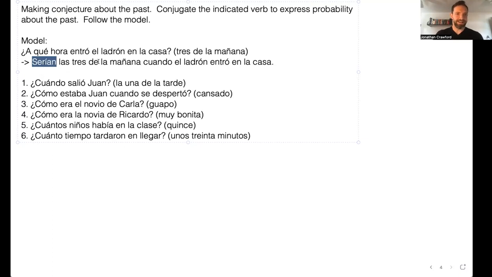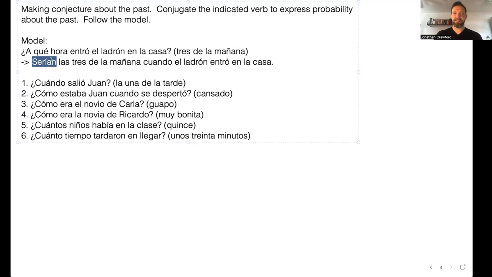Serían las 3 de la mañana cuando el ladrón entró en la casa. It would be 3 in the morning. So 3 de la mañana means 3 in the morning. Serían las 3 de la mañana means it was about 3 in the morning. And that's probability. It was probably 3 in the morning.